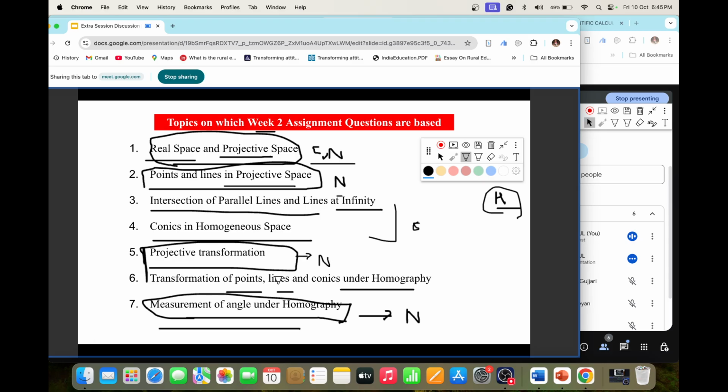So projective transformation of a point, line as well as conic, you should know, and here too you can expect numerical questions more. And at last, measurement of angle under homography, you can expect a numerical question. Again, this concept is very important from a numerical point of view. A very simple formula is there for measurement of angle under homography. So just learn this, and this concept is very important from a numerical point of view. Please go through this concept, that is measurement of angle under homography.